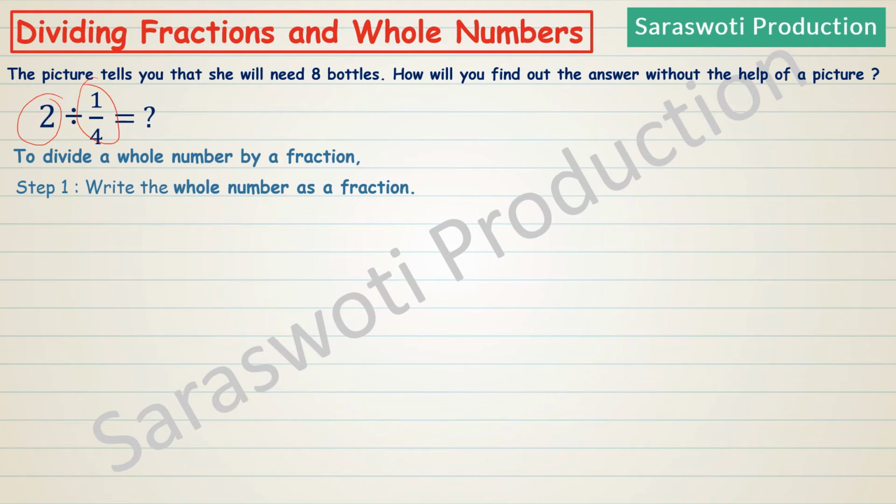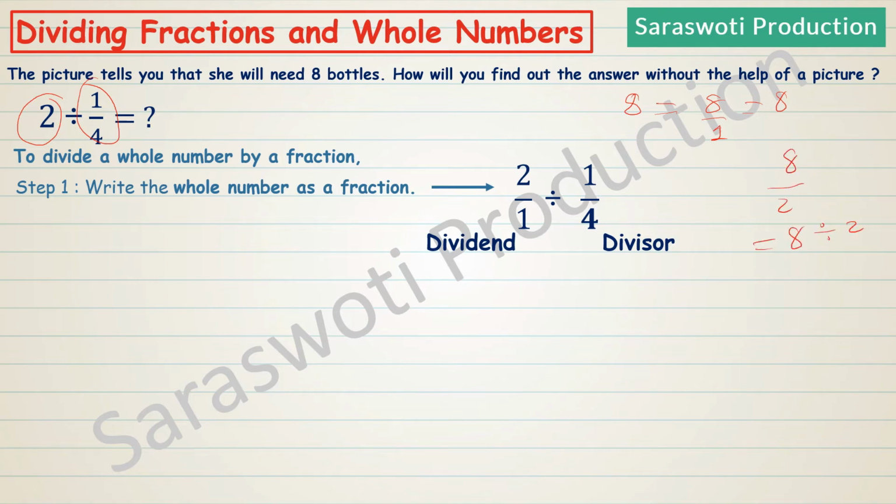Step number 1. Write the whole number as a fraction. Let's say I have a number 8. Can I write this number as a fraction by writing 8/1? Yes, I can do that. It is the same as saying 8. So similarly, I'm going to have here 2/1 divided by 1/4 to give me an answer. The first part is the dividend and the second part is the divisor, isn't it? It is the same as saying 8 divided by 2, where you have 8 to be the dividend and 2 to be the divisor. Correct? Okay.